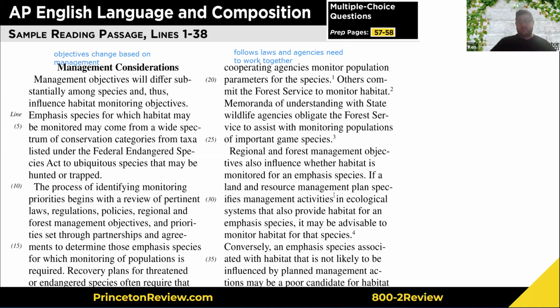"This process would continue. Regional and forest management objectives also influence whether habitat is monitored for an emphasis species." So it isn't just whoever's managing or monitoring that particular species. You also need to be concerned with region and forest management.